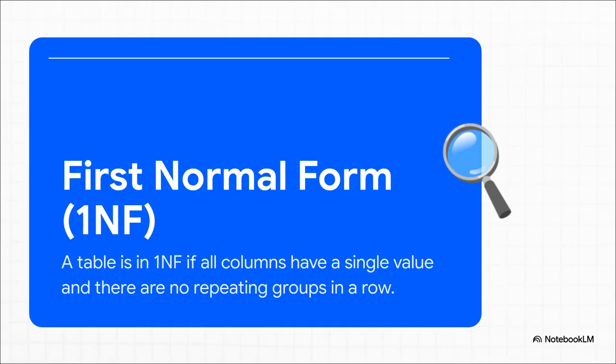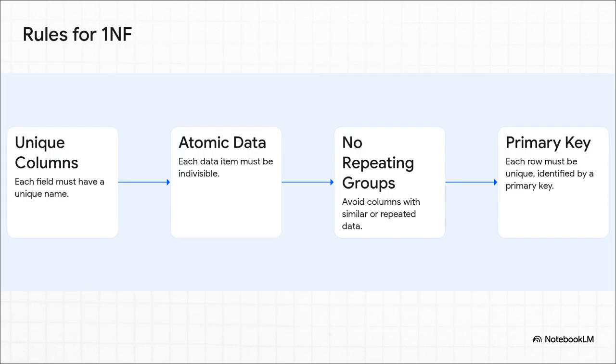The absolute core rule of first normal form, or 1NF, is something called atomicity. It's a fancy word, but it just means one single piece of information per cell. That's it. No lists, no comma-separated values, just single, indivisible nuggets of data. And on top of that, every single row in the table needs a unique identifier, which we call a primary key. So here's our checklist for 1NF.